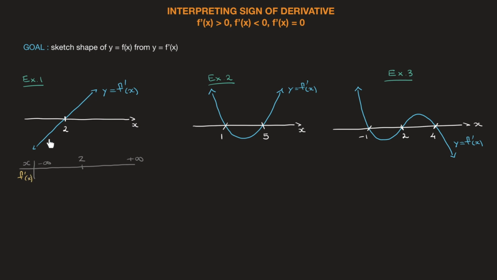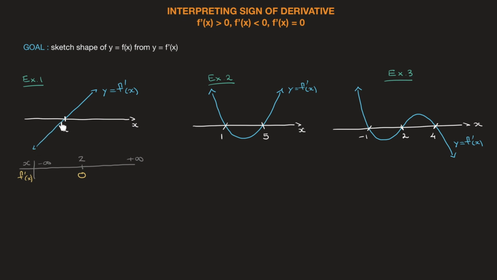Remember, this graph is the graph of y equals f dash of x. So when it's above the x-axis, that tells us that f dash of x is positive. When it's below the x-axis, it tells us that f dash of x is negative. And last but not least, at points at which it crosses the x-axis, f dash of x is equal to 0. So here, when x equals 2, f dash of x will equal 0 since we can see the line crosses the x-axis here at 2.